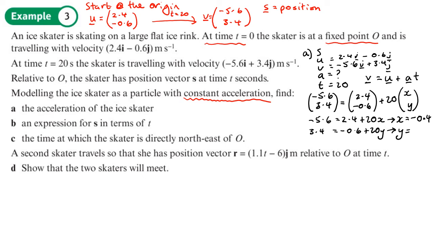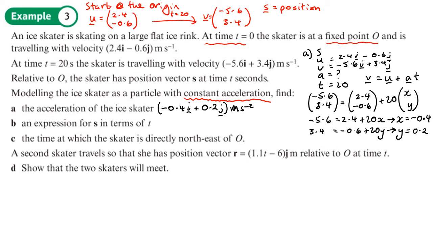So y is 0.2. So let's write our answer using I and J over here, since we've been dealing with I and J. So the acceleration is negative 0.4 I plus 0.2 J meters per second squared.